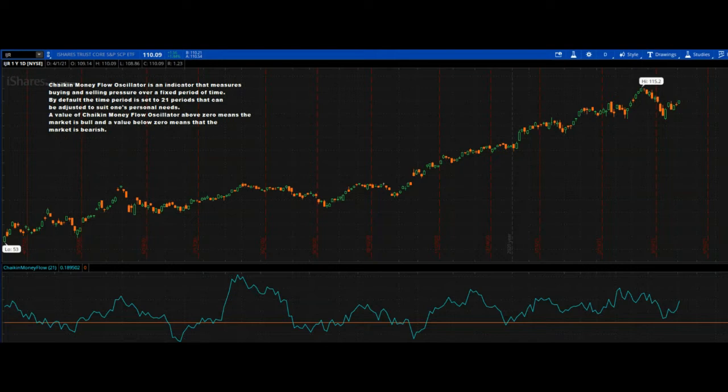A value of Chaikin money flow oscillator above 0 means that the market is bullish, and a value below 0 means that the market is bearish. So all this region up here above 0 is showing us that the market is bullish, whereas over here, in this period, and in this period, the market is bearish.